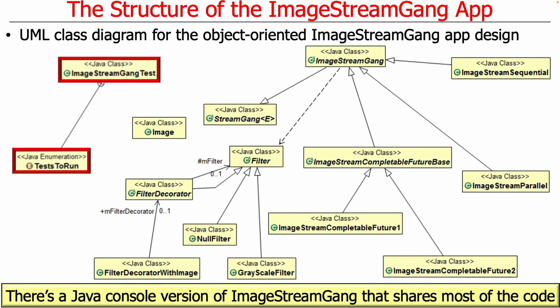For the console version of this, for the quote command line version, there's a different set of classes because we don't have to worry about a fancy GUI. It just basically reads stuff from a command line and then does the work and stores it locally on the file system and prints the results out on the console.